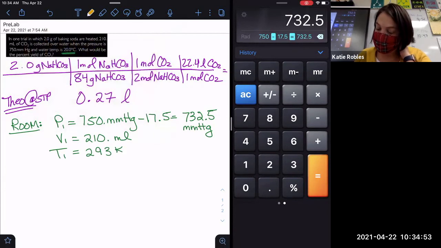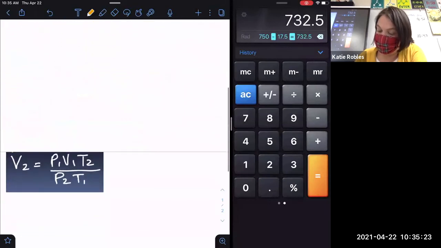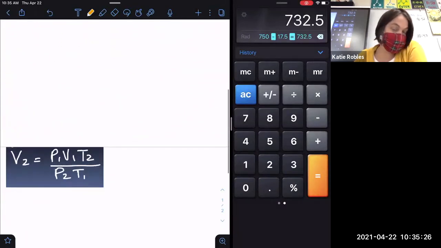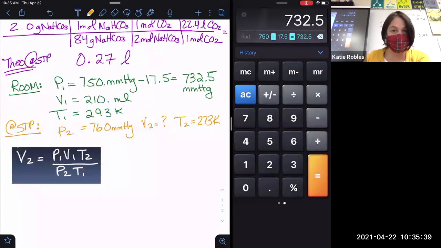And then I always say, okay, fine, this is STP. And I label these just because I think it makes it a little bit easier. So at STP, it's 760. And the volume is what we're looking for. And the temperature is 273 Kelvin or 0 degrees Celsius. So here we go. I told you that formula would come in handy. I've already done it once. There it is. I don't have to redo it again. All right. So don't do more work than you have to.